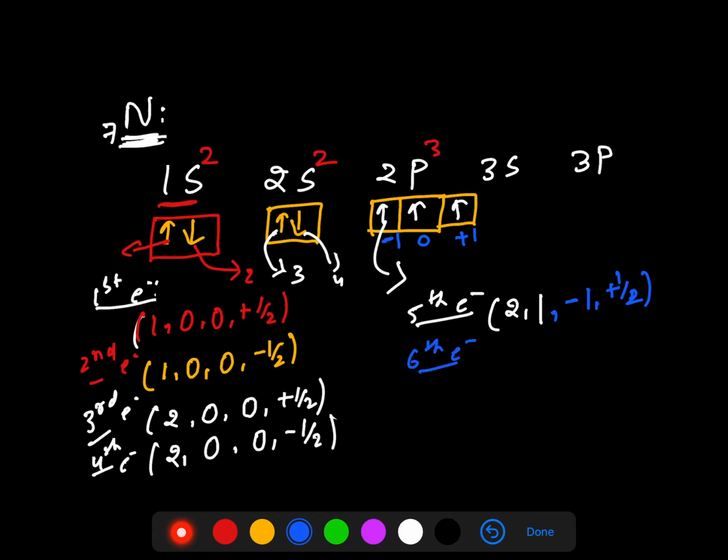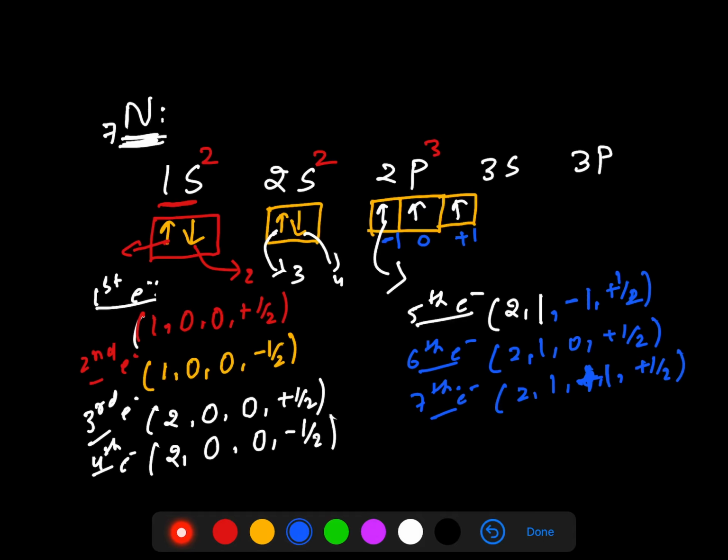For 6 electrons, it should be 2, 1, 0 and plus half. 7th electron, it should be 2, 1, 0, sorry, plus 1, not 0, plus 1 and plus half. If you check these 7 electrons, you find at least one of the quantum numbers is different, right? So that is the statement of the Pauli exclusion principle.